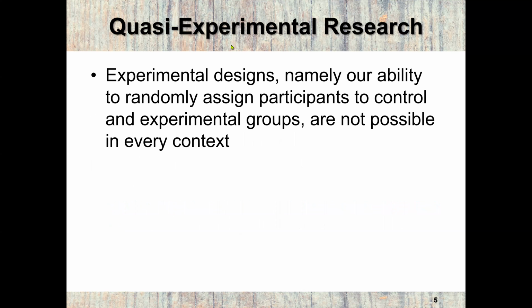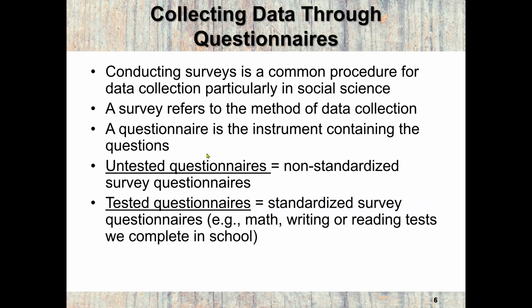We also have quantitative experimental research. Here we say experimental designs, namely our ability to randomly assign participants to control and also experimental groups, are not possible in every context. So in this case, collecting data through questionnaires, we can conduct surveys, which is the most common procedure for data collection, particularly, again, in social science.